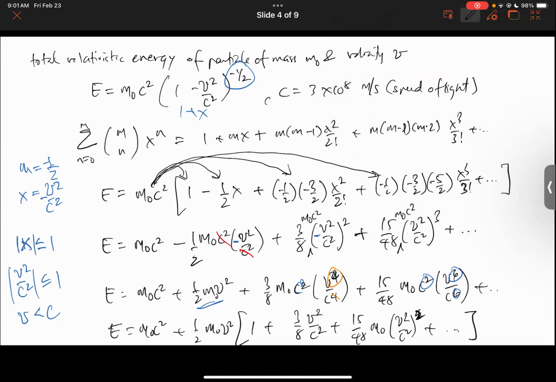Now in relativity theory, this is called the rest mass, the rest mass of a particle. And then this is the relativistic kinetic energy. This term is the relativistic kinetic energy. Now, if you look carefully, consider speeds very much less than the speed of light.